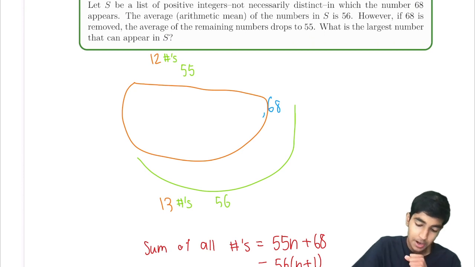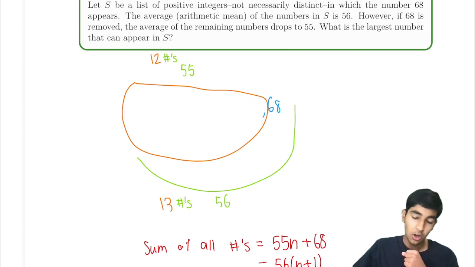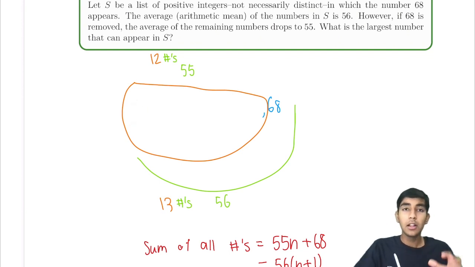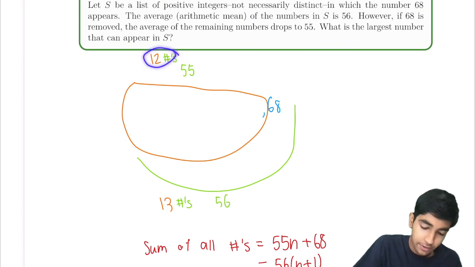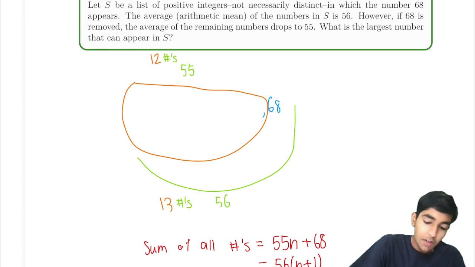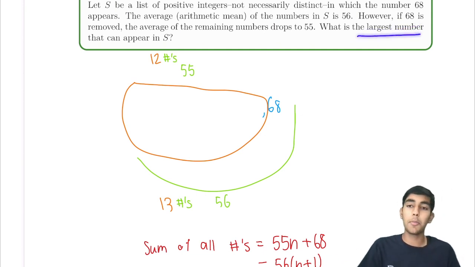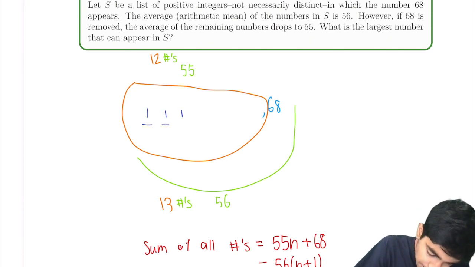So we already know one number is fixed. These numbers are not fixed, so the goal is to maximize just one of the numbers. If we're trying to maximize one of the numbers, let's make all the other numbers as small as possible. There's 12 numbers over here. This number is fixed, like I said, we can't change it. There's 12 remaining numbers that we can choose to be whatever we want, such that they have an average of 55. And since we want the largest possible number that can appear in S, let's let all other 11 numbers be just 1.